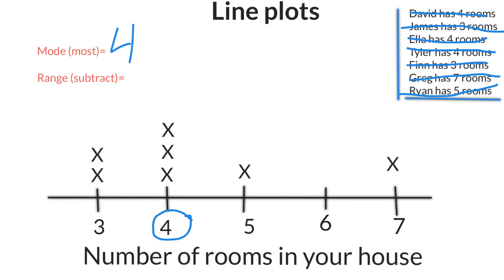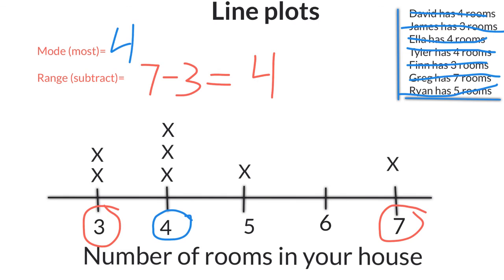Now our range is that subtraction problem. So our largest number is 7, and our least number is 3. So the subtraction problem is going to be 7 minus 3 equals 4. So we have a mode of 4 and also a range of 4.